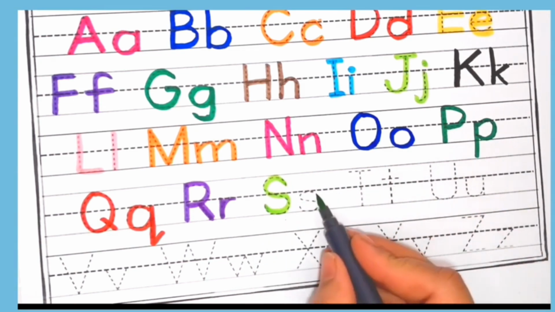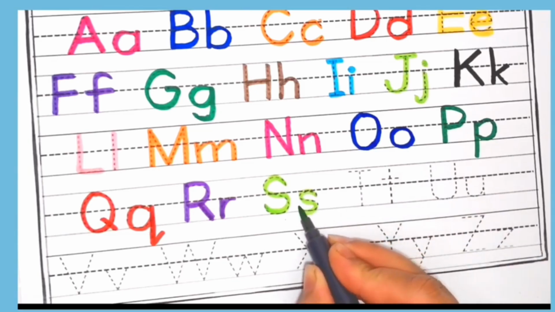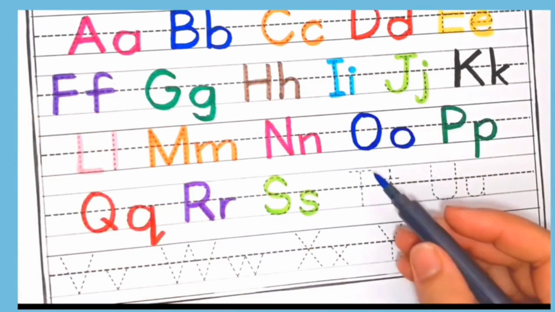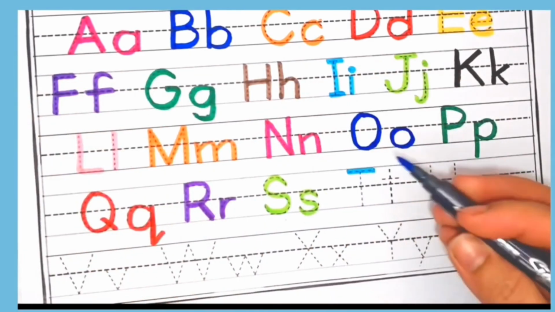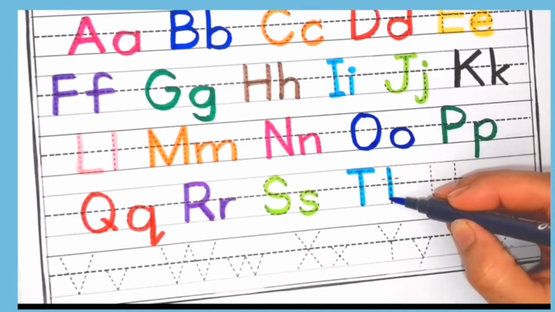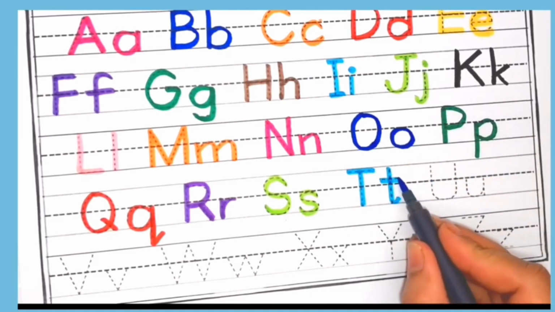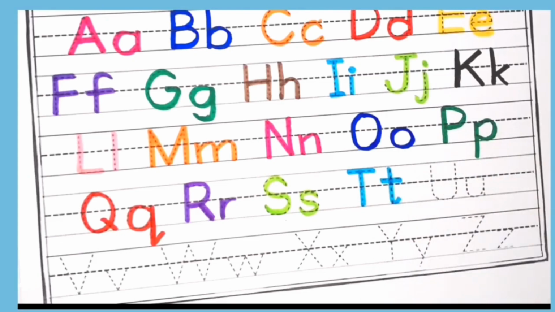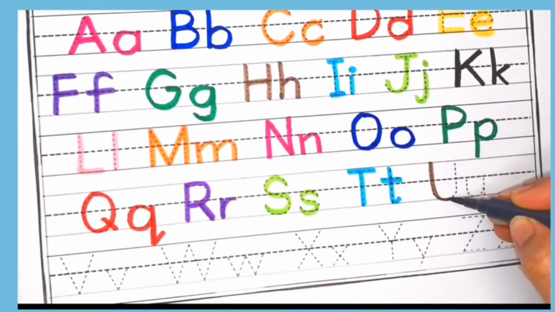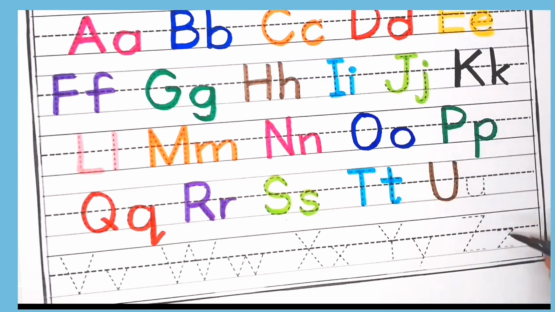Capital S, small s, S for sun. Capital T, small t, T for tree. Capital U, small u, U for umbrella.